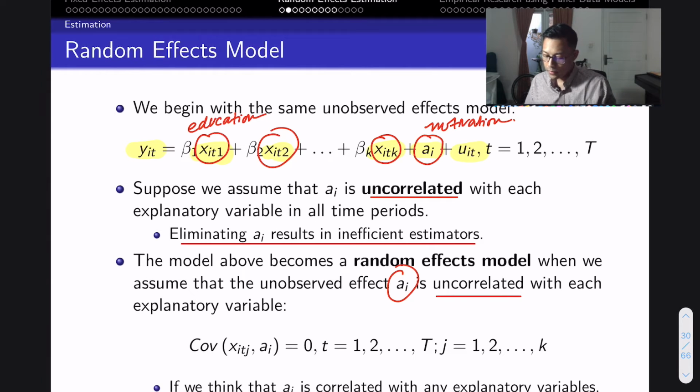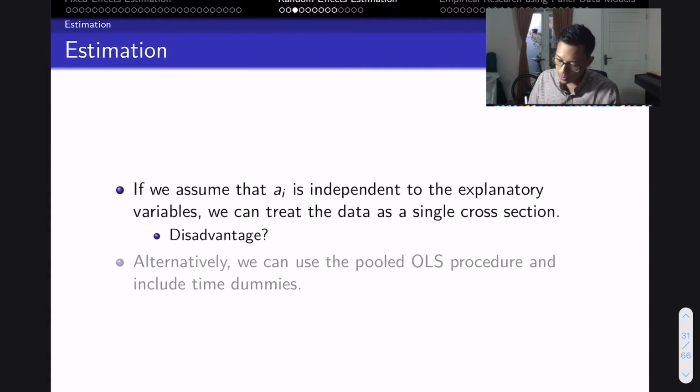Okay, so if we assume that the unobserved heterogeneity is independent of the explanatory variables of interest, can we treat the data as a single cross-section? Well, not necessarily. There are going to be disadvantages. Again, you have a very rich panel data set, and usually it's difficult to establish a panel data set because you have to follow the same set of units across periods. It's also going to be quite expensive in the data collection process. So that's one disadvantage: we're not taking full advantage of the rich data set.